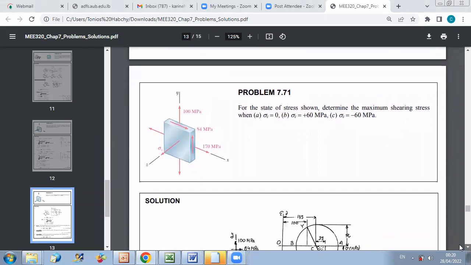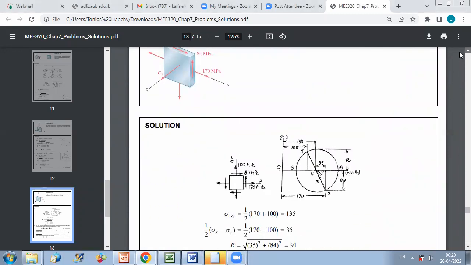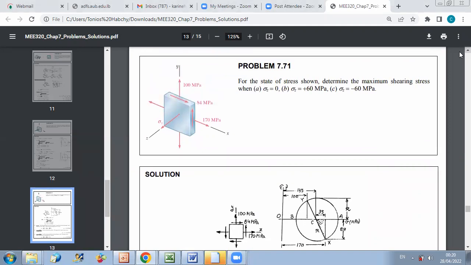Another problem. For the state of stress shown, determine the maximum shearing stress for these different cases: for sigma z equals 0, for sigma z equals 60 megapascal, and for sigma z equals minus 60 megapascal. So here again, same approach. We have to determine the three principal axes, and the circle having the largest radius will correspond to the plane in which we have the maximum shearing stress.